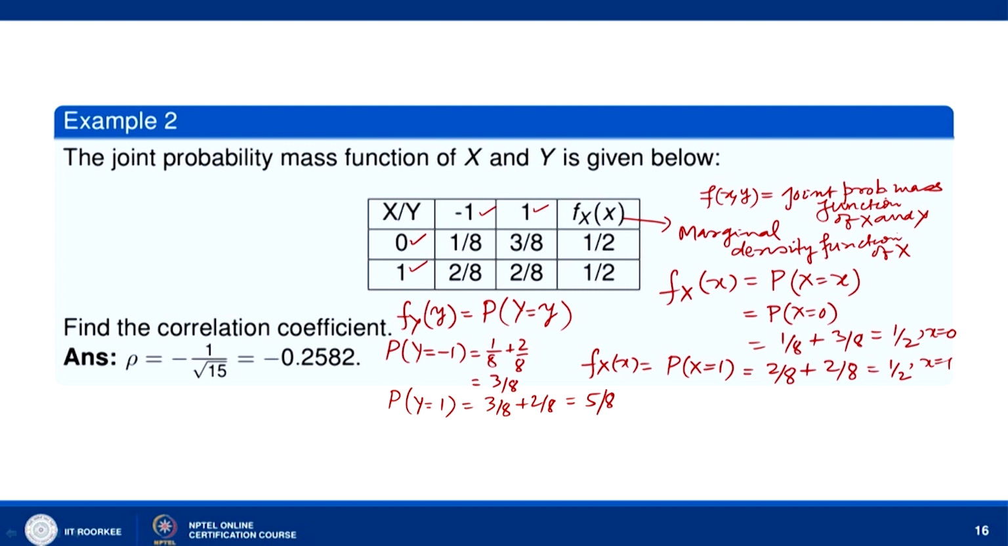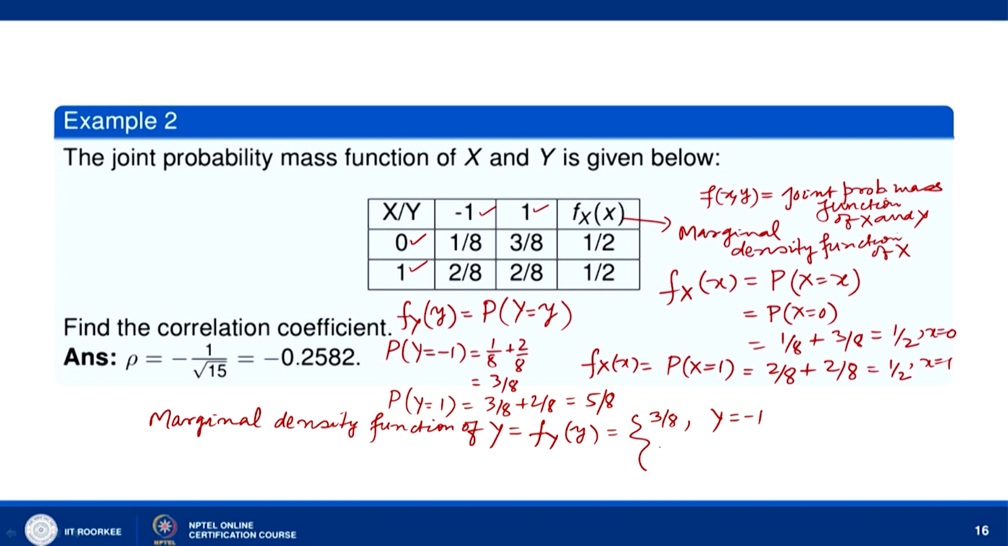So, the marginal density function of Y, f_Y(y), is equal to 3/8 for y equal to minus 1 and for y equal to 1 it is 5/8. We have to find the correlation coefficient. So, we need to find the expected value of X and the expected value of Y.